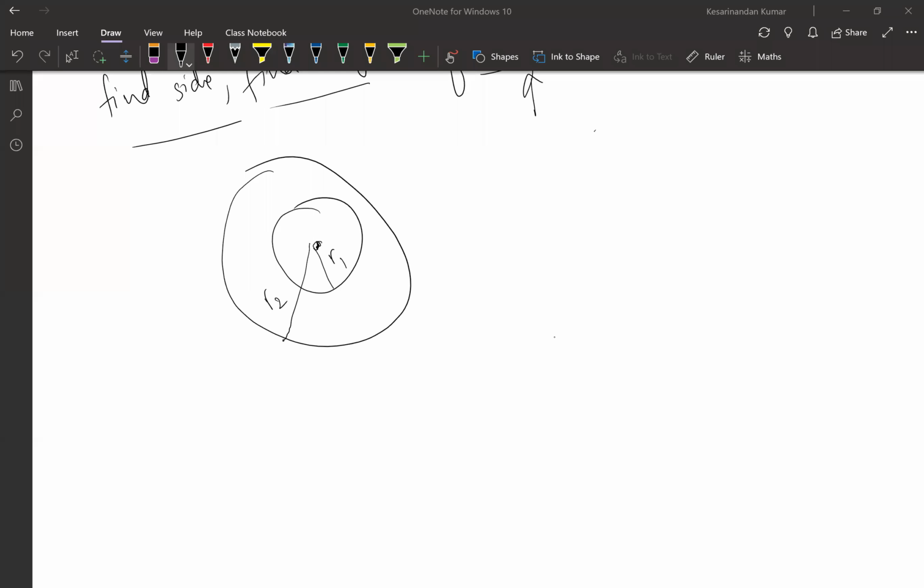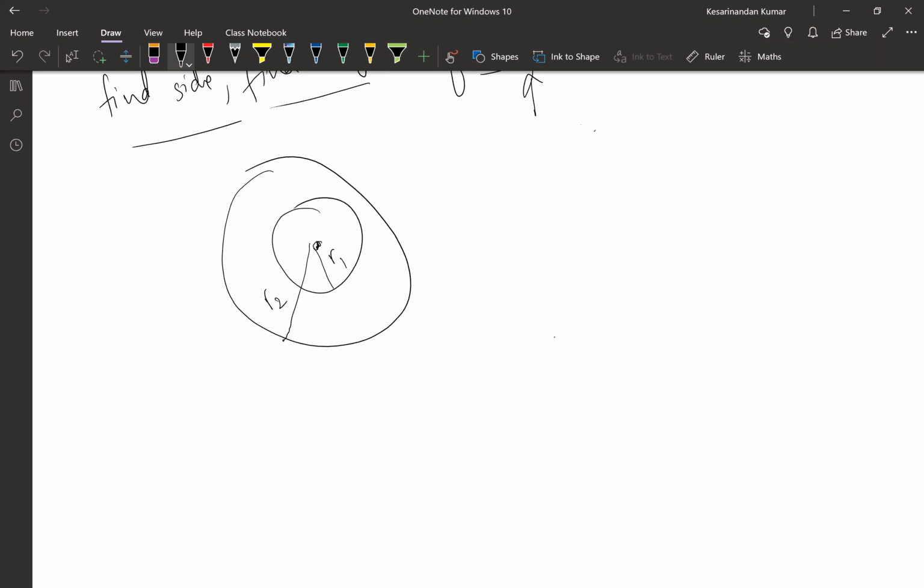So R1 and R2. What will be the ratio of these areas, guys? R1 square is to R2 square. Yes, R1 square is to R2 square. It will not be just R1 is to R2. So whenever we are dealing with such things, you might come across questions like this.